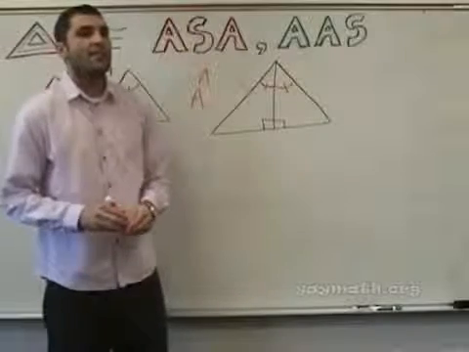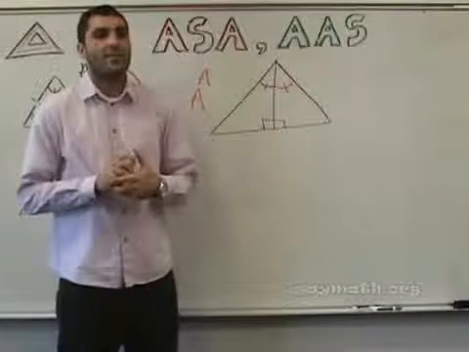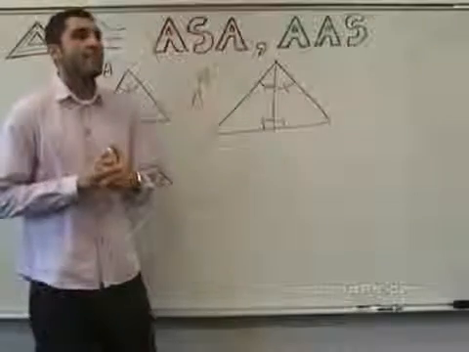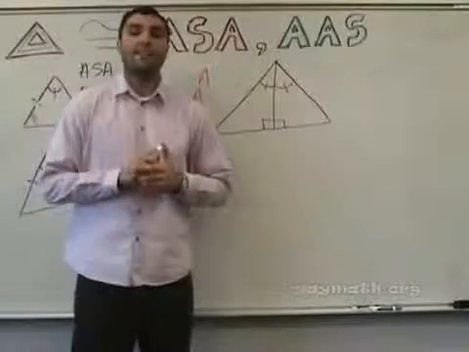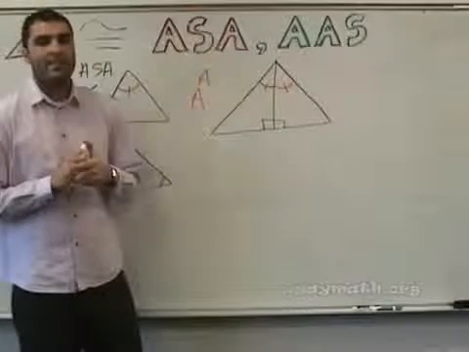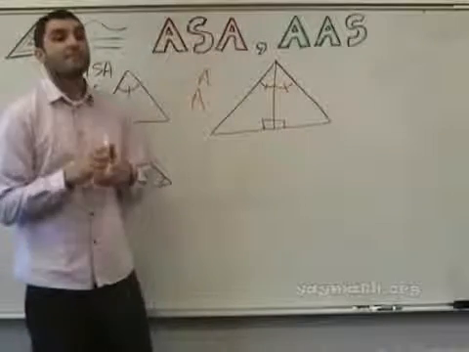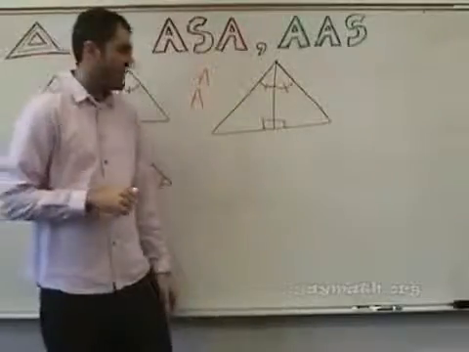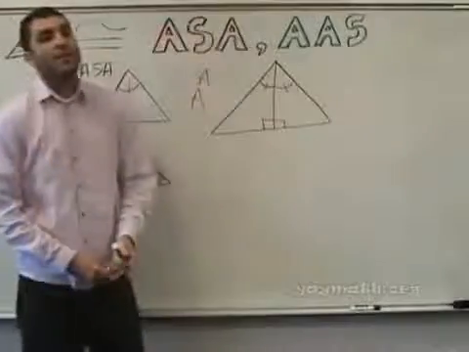Does anyone see that there's another one in there hiding? Okay, two people. It's okay if you don't. Keep looking. There's another one in there hiding. It's either another angle or a side. Can you see which one it is? Is it the middle one? This side here? Yeah, why? You're right, because they both share it.